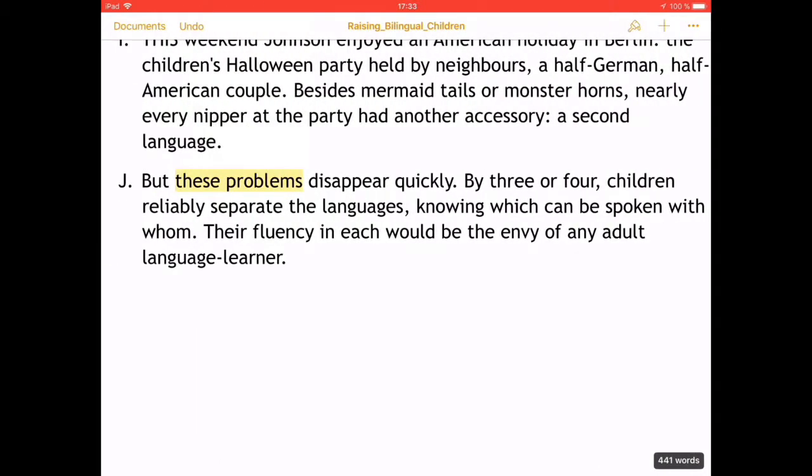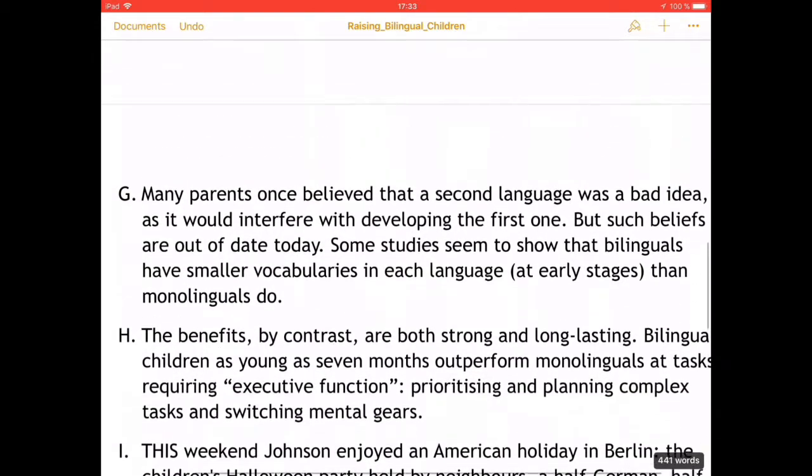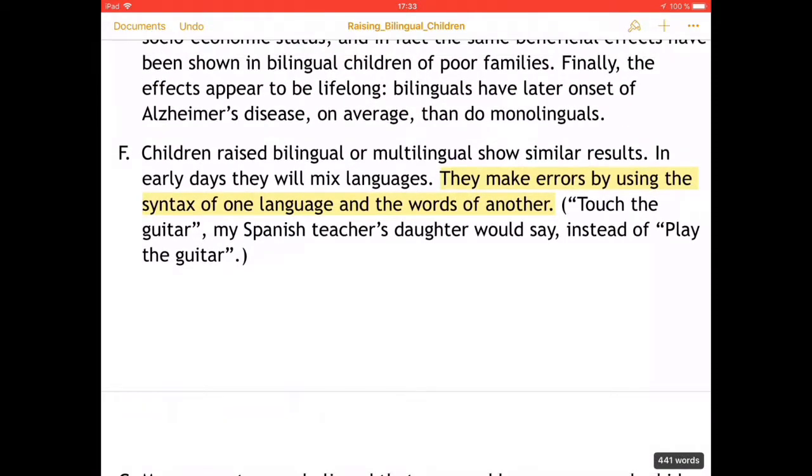Let's take a look at the last paragraph. "But these problems disappear quickly." These problems. Let's try to find which problems are meant here. "They make errors by using the syntax of one language and the words of another." Paragraph F is a perfect match.